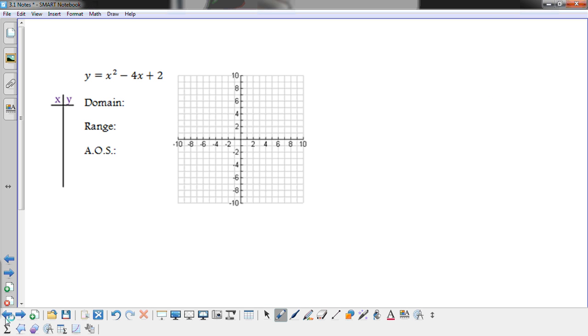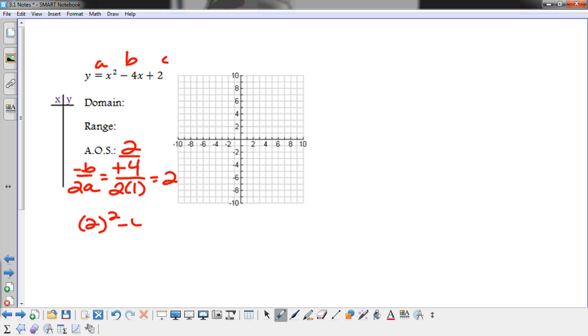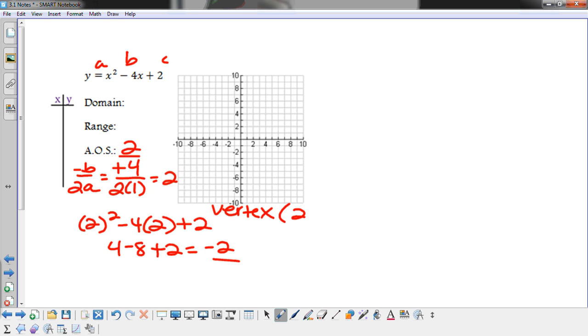Okay, last one. B is -4, A is 1, C is 2. So that'd be +4 because you do -4. 2 times 1, 4 over 2 is 2. Okay, plug that back in. 2 squared minus 4 times 2. So 4 minus 8 plus 2, that's 6 minus 8, -2. So our vertex is 2, -2.